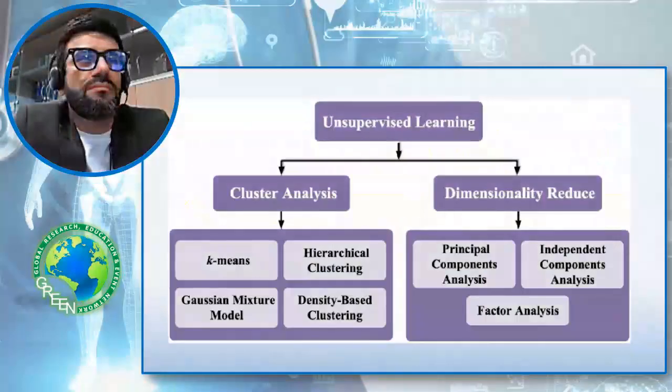And about the description of this type of machine learning, we can distinguish between two: cluster analysis and dimensionality reduction. As you can see on this screen, cluster analysis aims to group a set of objects in such a way that objects in the same group are more similar to each other than those in another group.